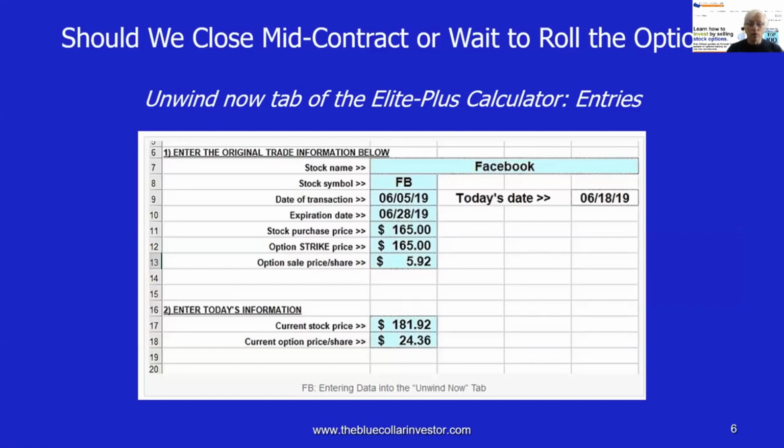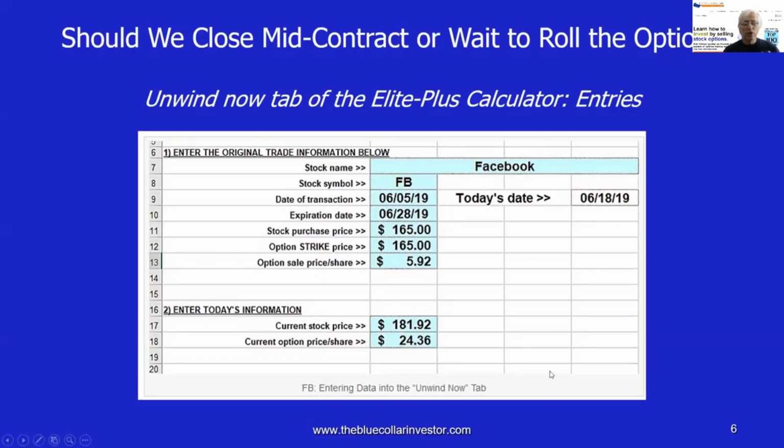Now, should we close mid-contract, or should we wait closer to expiration to see if we should perhaps roll the option if the strike is still in the money by contract expiration? As of this date on the 19th, it's deep, deep in the money. Okay, so we go to the Unwind Now tab of the Elite Plus calculator. We enter the information. Facebook purchased at 165, and the 165 strike sold at 592. Today, the price of Facebook was 181.92, and the cost to buy back that 165 call was up to 24.36.